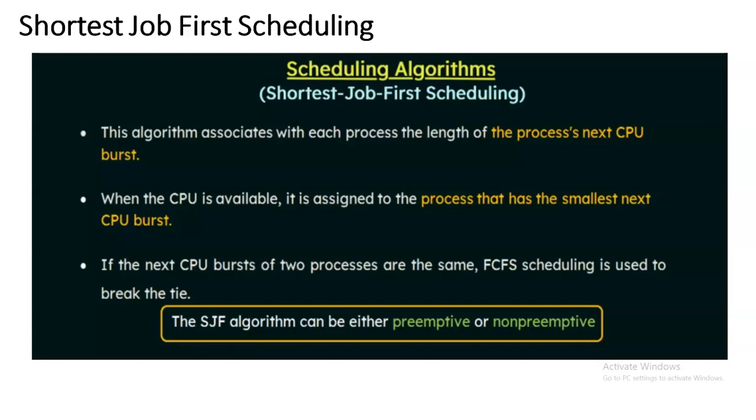So in SJFS, when processes are there in the queue, whichever process is the shortest one, that process will be addressed by the CPU first. If two or more processes have the same burst time, then you will apply the FCFS scheduling algorithm there. In SJFS, we'll be having two types. One is preemptive, the other one is non-preemptive. We'll be seeing both the types here.